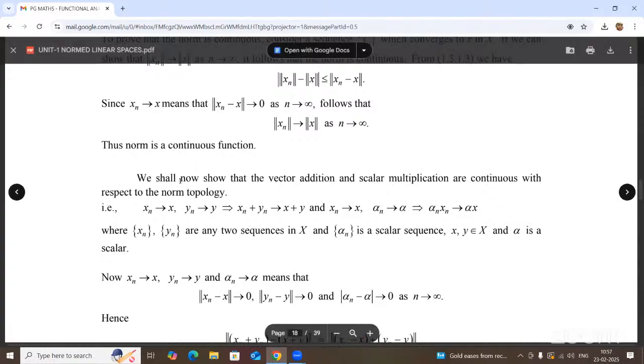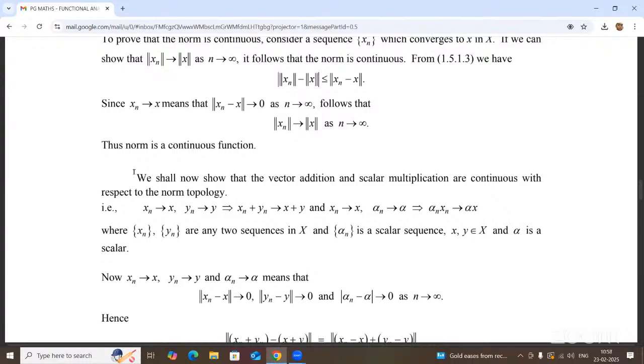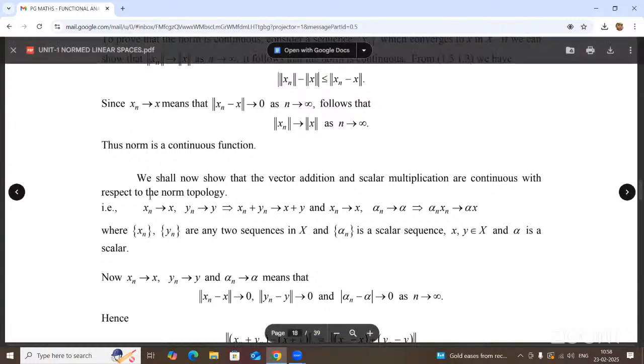This is also another question. Okay. Now these are all from the norm condition. We are applying vector addition and scalar multiplication, which are continuous with respect to the norm topology.